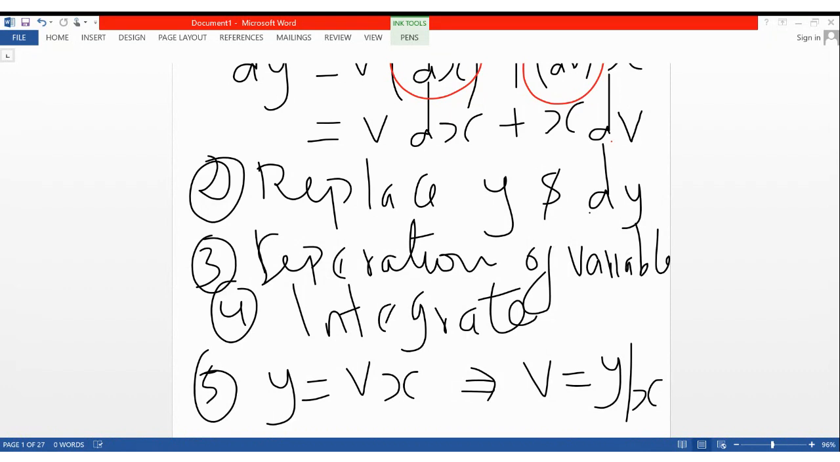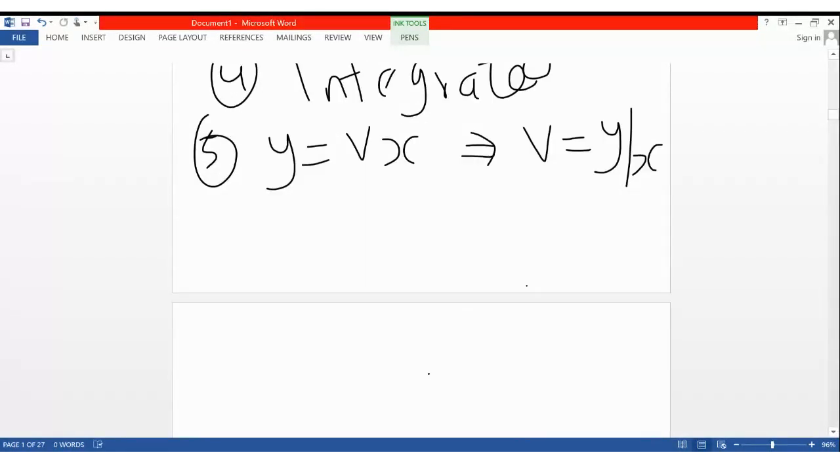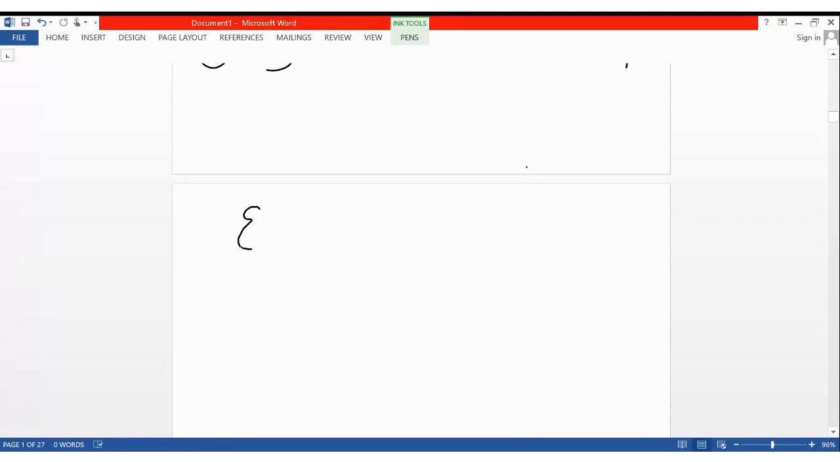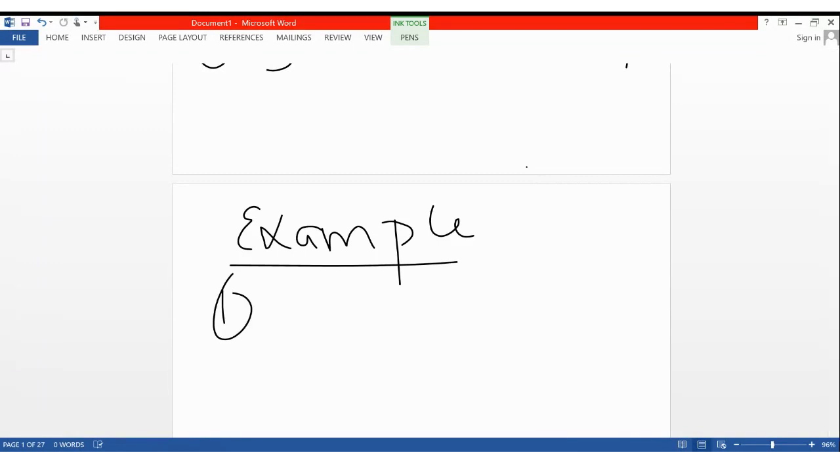I'll do the first example just to demonstrate. So can we just do an example? We go step by step. So this is what we have.